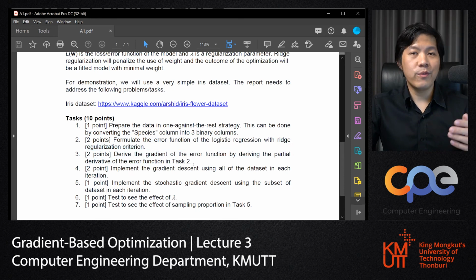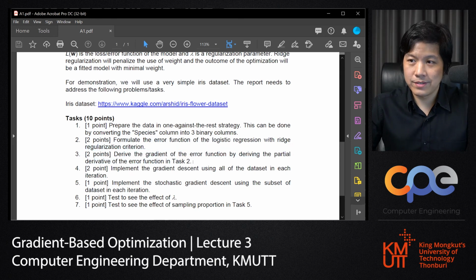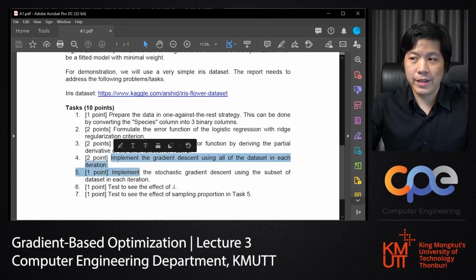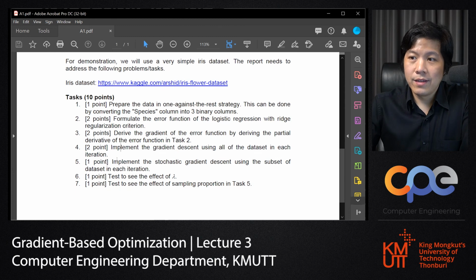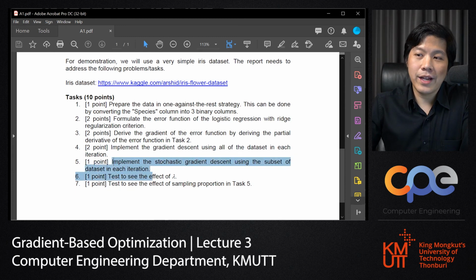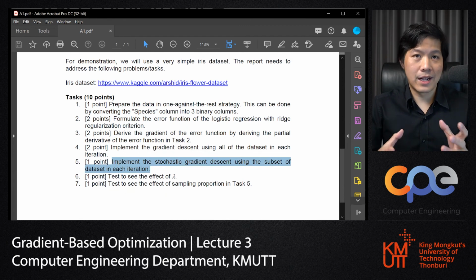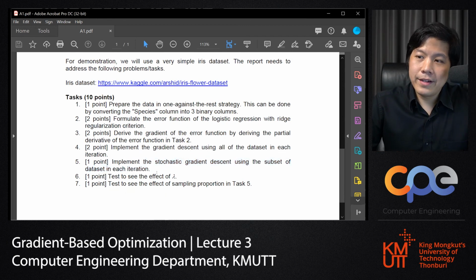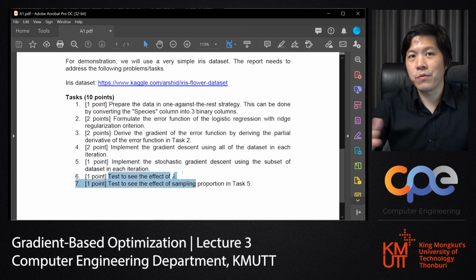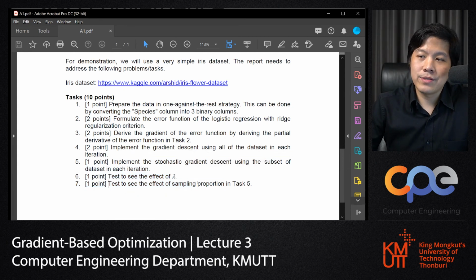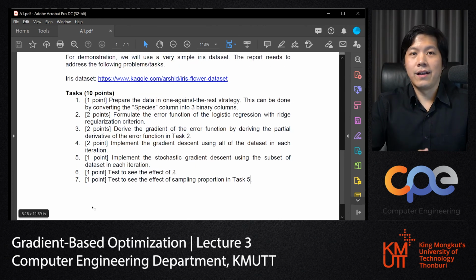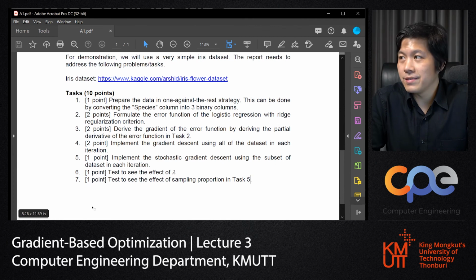Thirdly, you need to derive the gradient of the error function and then implement the gradient using the dataset that you have there, and then modify it so that it becomes stochastic gradient descent, by just randomly sampling the dataset, and then train the model. And then test the model to see the effect of lambda, like setting lambda to a low value and a high value, what would happen. And also test to see the effect of proportion of the task 5. Right. So this is all of the work for this assignment.